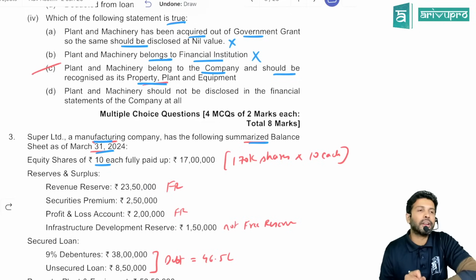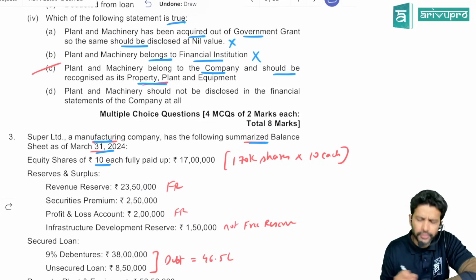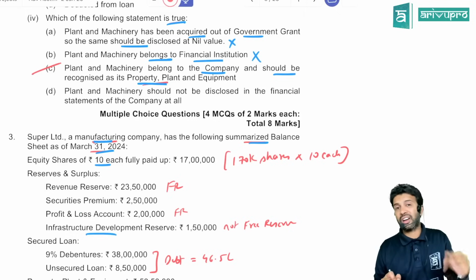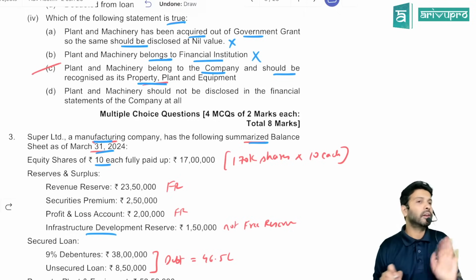Is revenue reserve a free reserve? Yes. Securities premium? No, it's not a free reserve. But is P&L a free reserve? Yes. Infrastructure development reserve, export profit reserve, CRR, DRR, all these are not free reserves.